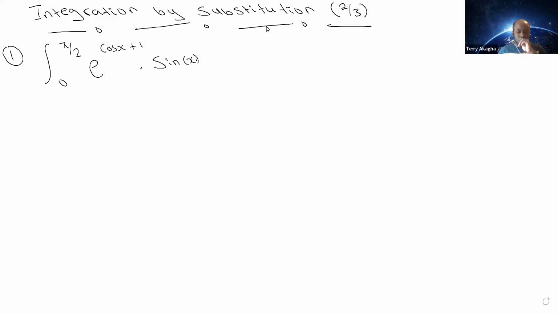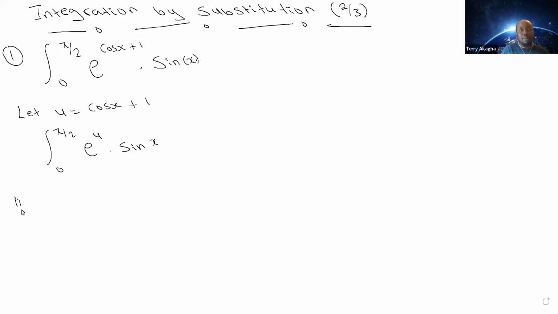So for this, remember the first step, I told you that you have to rewrite the equation, right? So I'm going to say let u equal cos x plus 1. Can you see? So I can rewrite this equation now as the integral from 0 to pi over 2 of e raised to the power u sine x. Then remember, what's the second step?